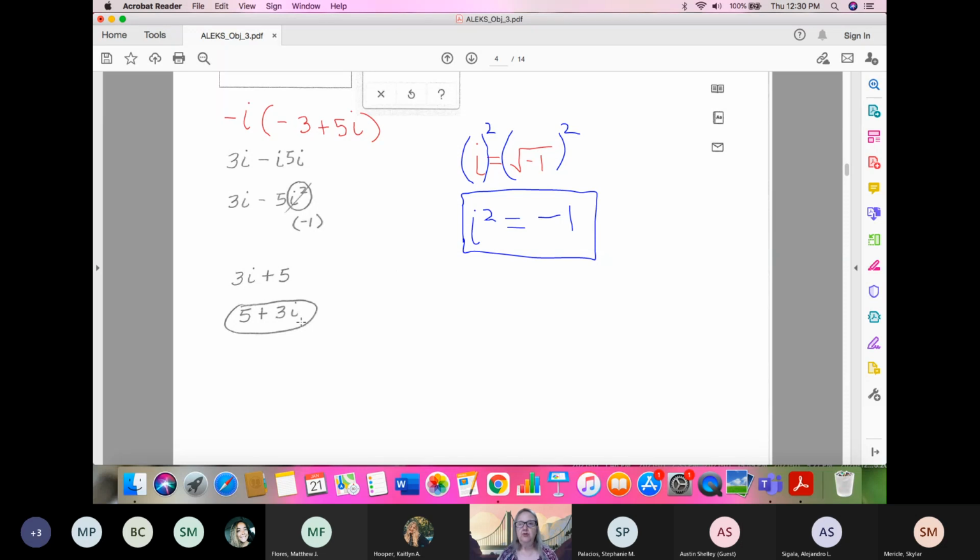And we do use complex numbers later in this course, and you want to make sure you're writing them that way. If you write them with the I term last, it might be a bit confusing for you because we're going to use complex numbers when we get to polynomial theory. So the answer is 5 plus 3I. Anybody have any questions on that?